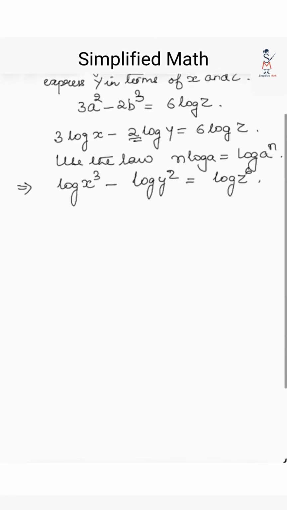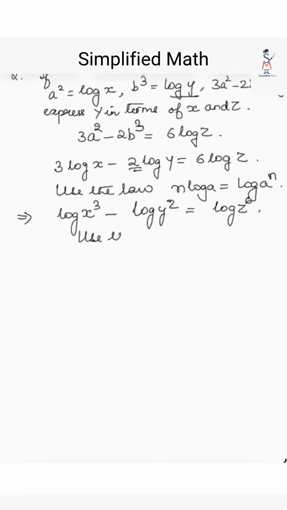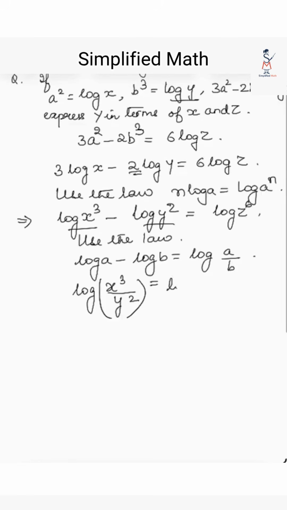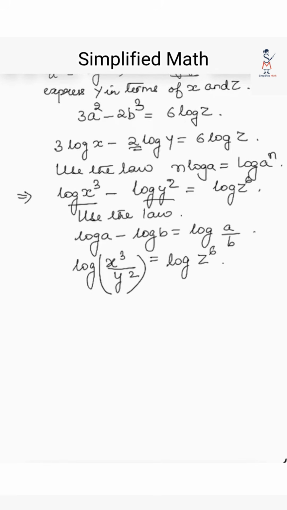Now again use the law of the log, that is log a minus log b is log a by b. Fine. So this will become log x cube by y square is equal to log z raised to the power 6. Now we know that log of some value is equal to log of some value, the values become same, that is x cube by y square is equal to z raised to the power 6.